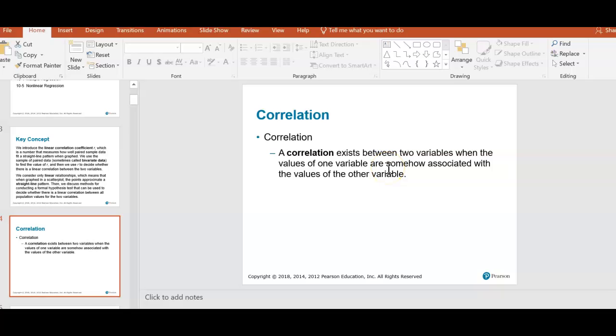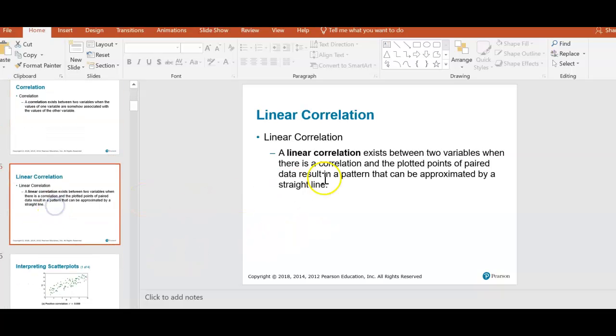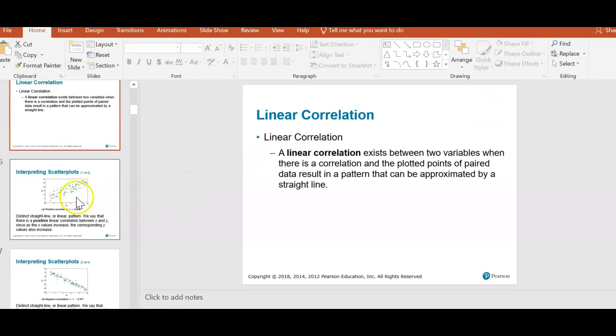So what is correlation? Correlation exists between two variables when the values of one variable are somehow associated with the values of the other variable. Very important, this does not mean that the values of one variable cause the values of the other variable to do something. It just means that there is a relationship between the two things. A linear correlation exists between two variables when there's a correlation and the plotted points of pairs of data result in a pattern that's approximated by a straight line.